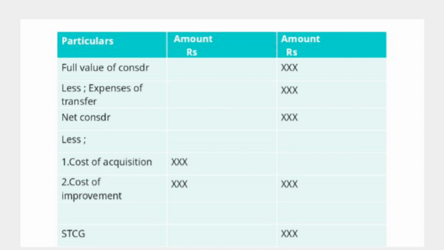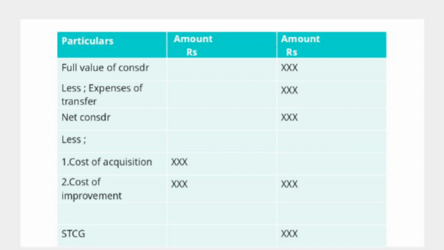It has many examples such as transport and everything, etc. And if the full value of consideration and the expenses on transfer you subtract, you will get net consideration. From that you need to less cost of acquisition. Do you know cost of acquisition?